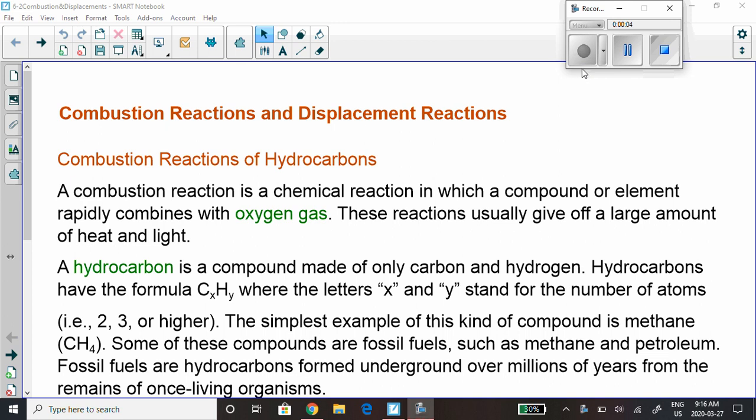We're going to do some more chemistry. We're going to move into section 6.2 as we go through the different types of chemical reactions. They've been put into categories. We did synthesis and decomposition yesterday, and we're going to do three different types of categories today.